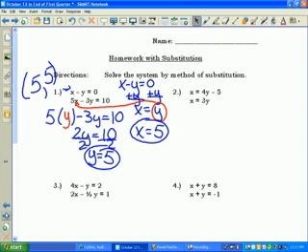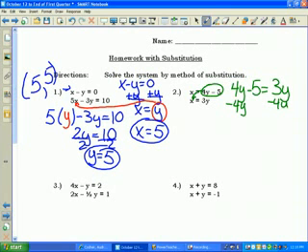So repeating number 2, both equations are equal to x. Since both equations are equal to x, that means I can set those equations equal to each other. In this case, I'm going to solve. It's almost like this 4y minus 5 substituted in for that x. So I'm going to solve this for y. The easiest way would be for me to subtract 4y on both sides. So now I have negative 5 equals negative 1y.